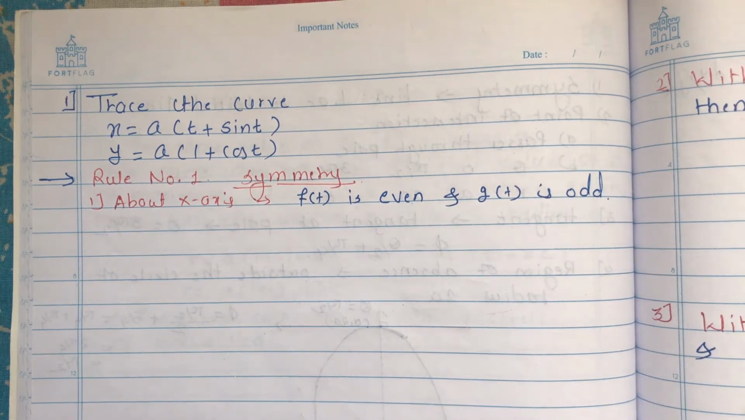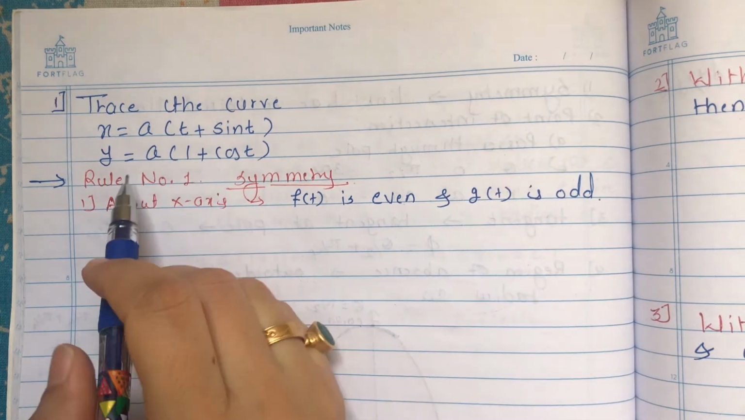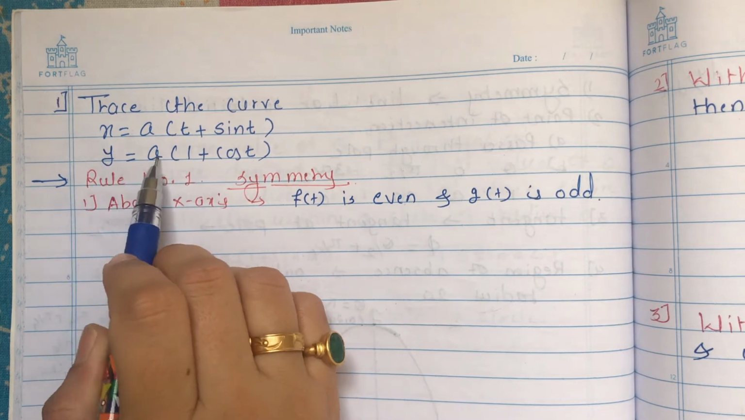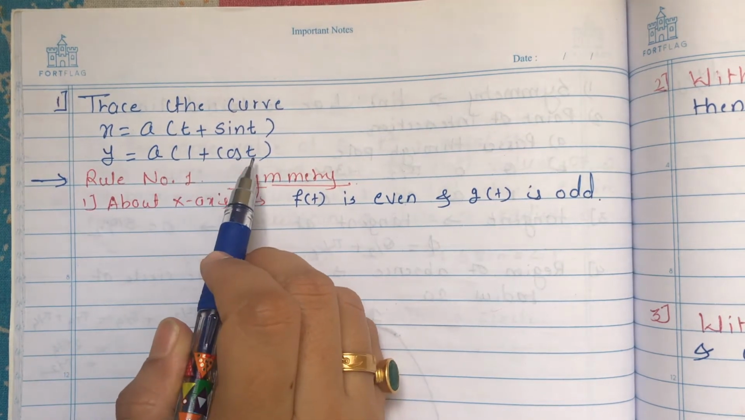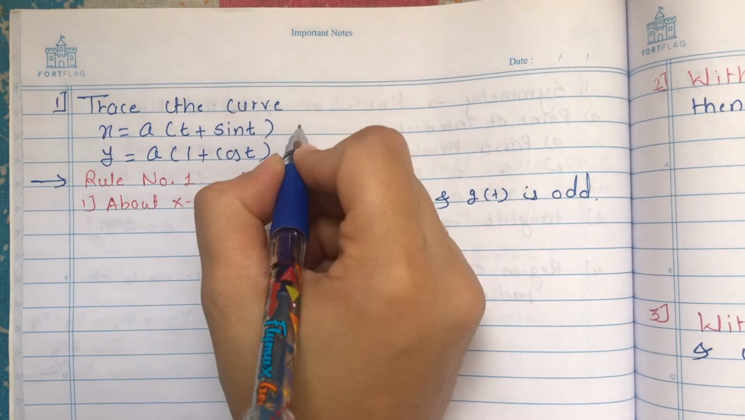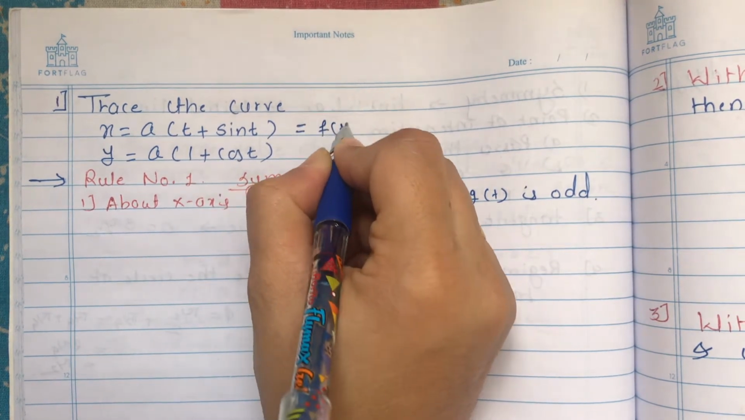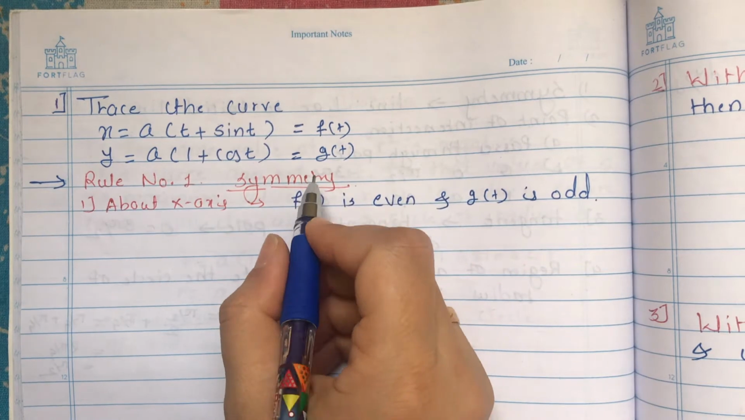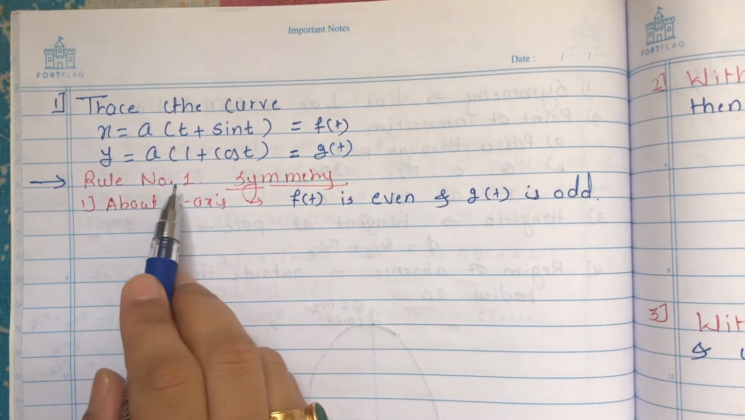Hello students, in this video we will see an example of parametric equations. The example is: trace the curve x = a(t + sin t) and y = a(1 + cos t). We will consider x as a function f of t, and y as g of t. So rule number 1 is symmetry.